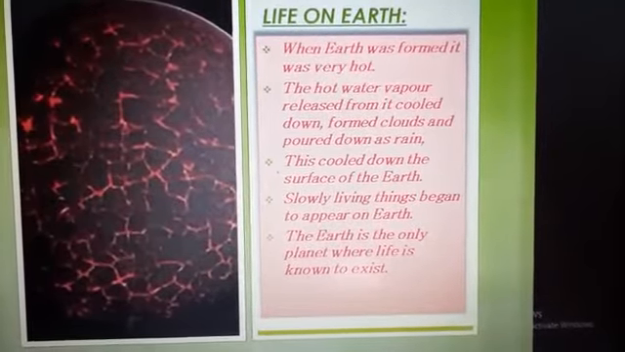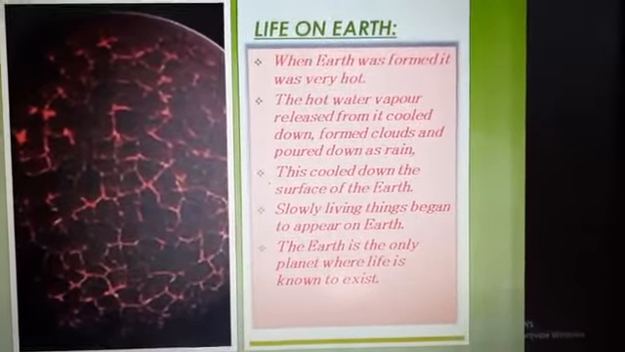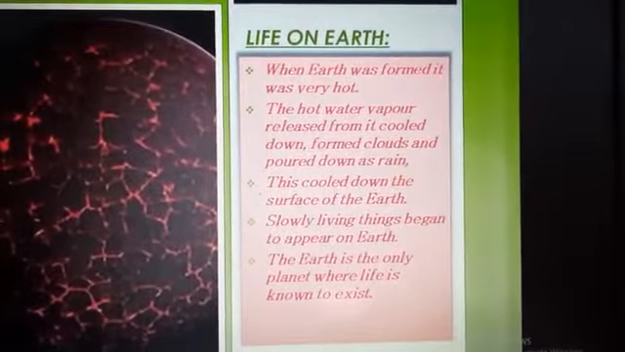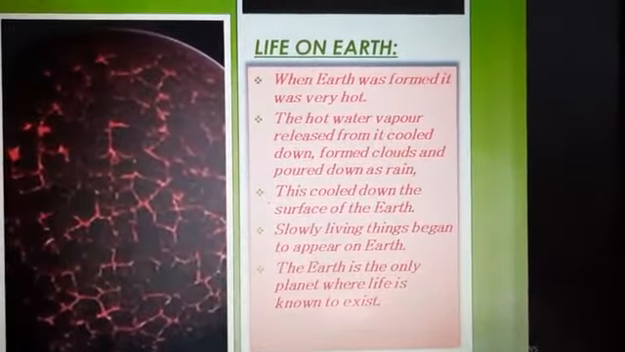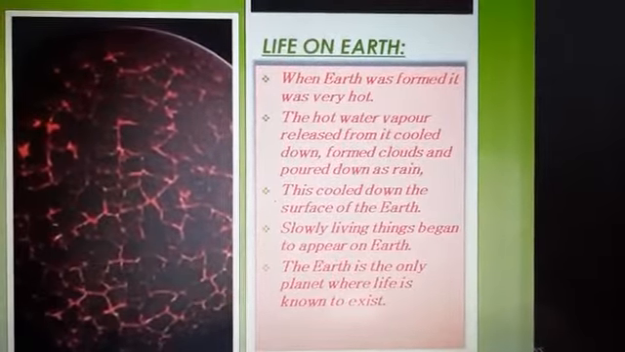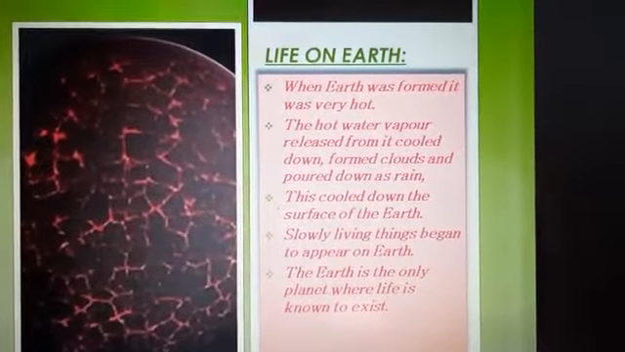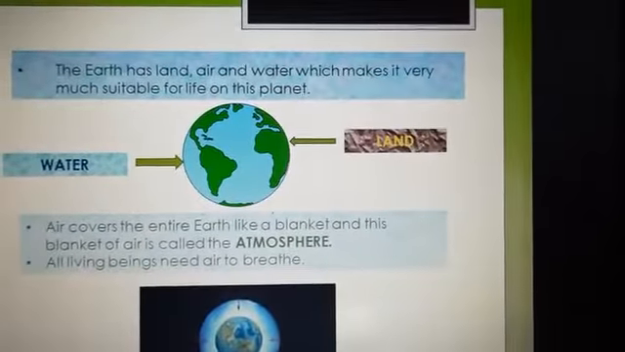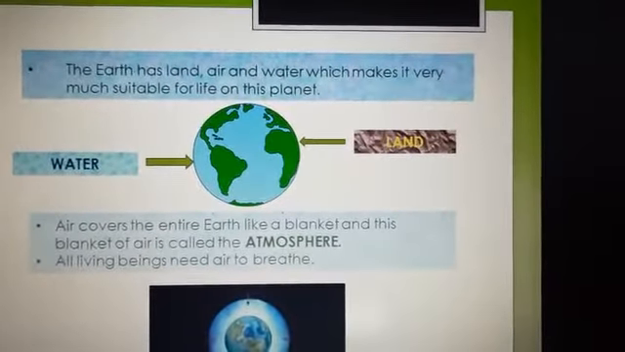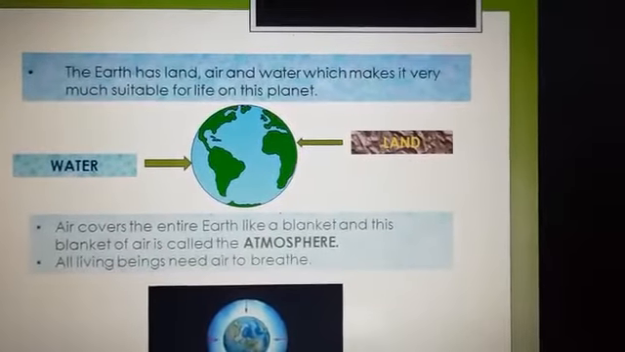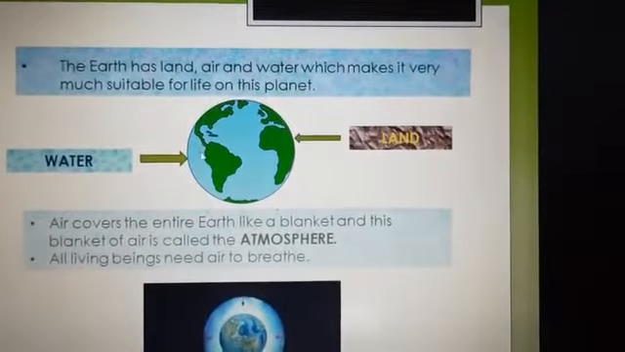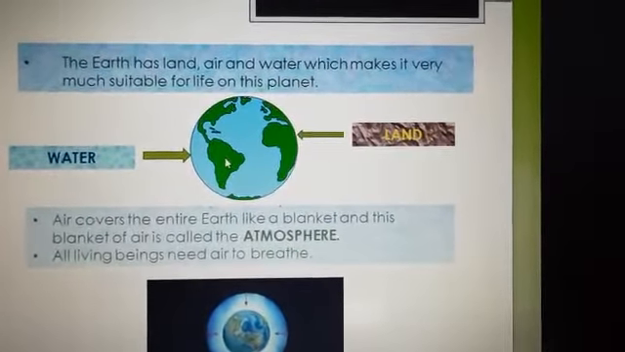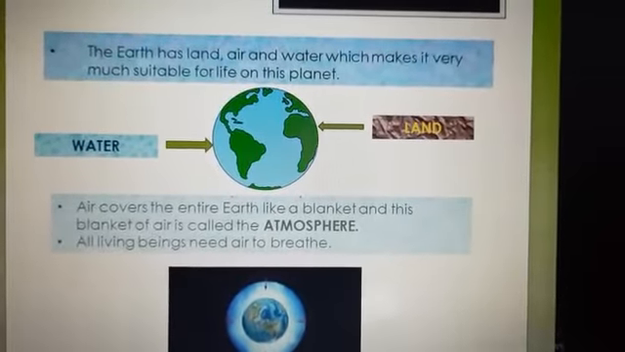As the surface of the earth started cooling down, slowly living things began to appear. And the earth is the only planet where life is known to exist. So the scientists are doing their research on the other planets, but till now there is no life found. Now our earth has land, air and water, which makes it very much suitable for life on this planet. This blue part shows the water present on earth and the green part shows the land where we are living.